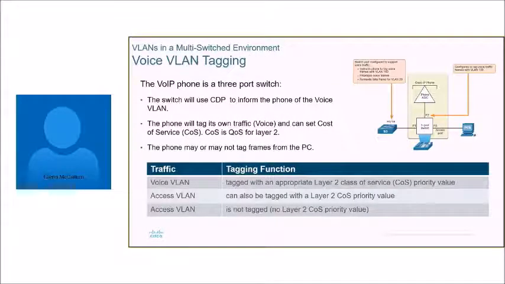Okay, so VLAN tagging. The VoIP phone is a 3-port switch, and the switch will use CDP to inform the phone of the voice VLAN. The phone will tag its own voice traffic and can set class of service, which is basically the layer 2 equivalent of quality of service. The phone may or may not tag frames from the PC. So the voice VLAN is tagged with an appropriate layer 2 class of service priority value. The access VLAN can also be tagged with that as well. It can also be not tagged.